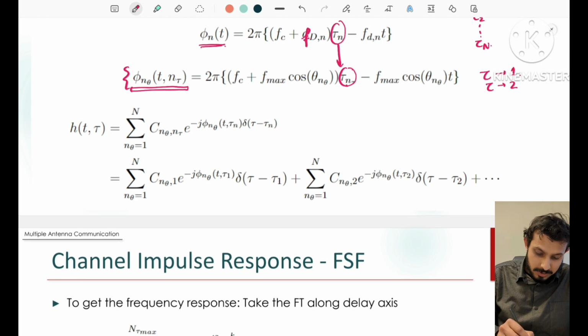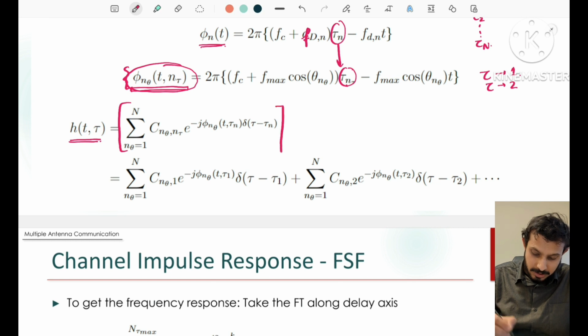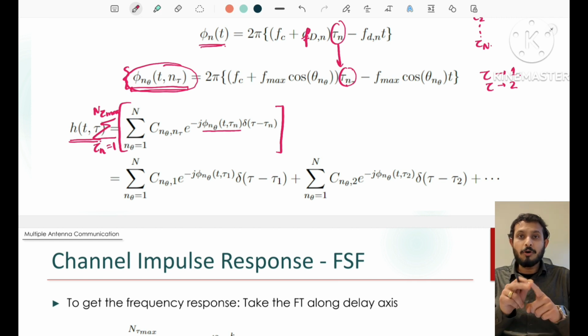And then if we substitute this expression into the standard channel impulse response, what we get is this h(t, tau), which is represented by this expression. Instead of phi n of t, we have substituted phi n theta (t, tau n). On top of this, we also have a summation of tau n equal to 1 to n tau max, which represents the number of echoes or propagation delays that can be resolved at the receiver.